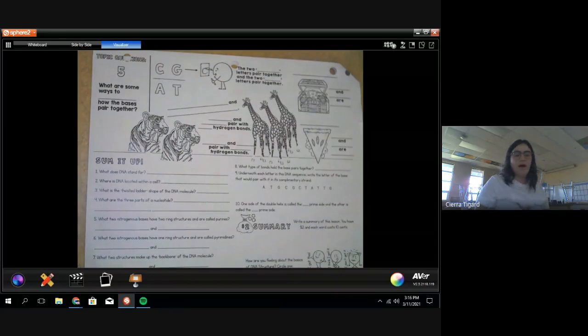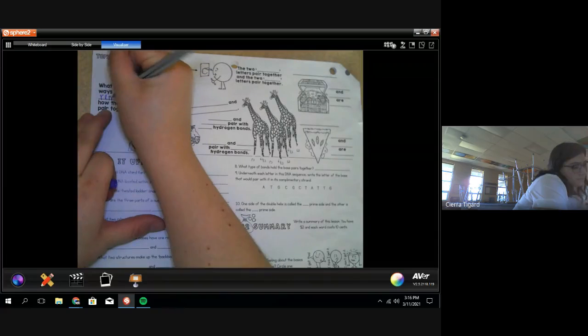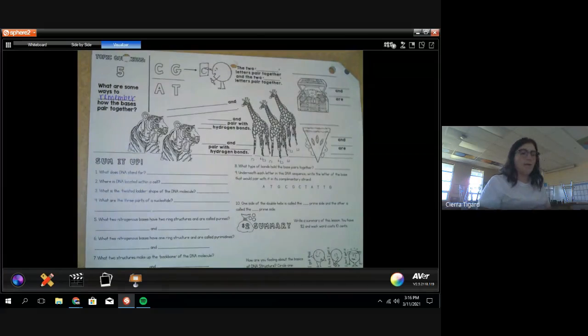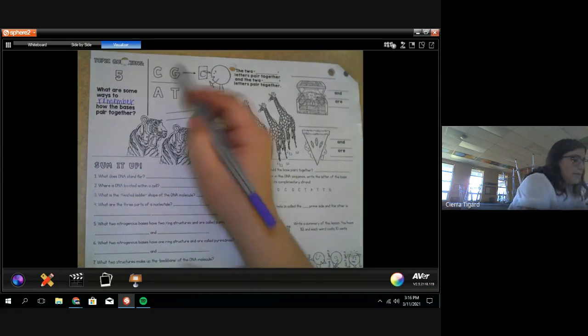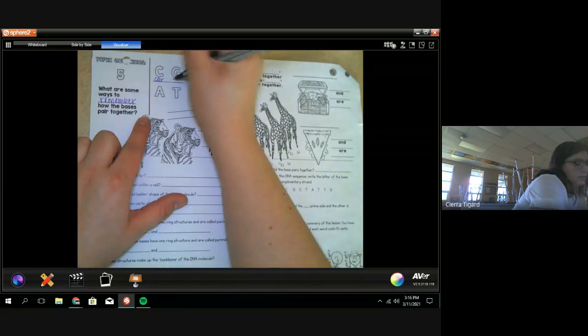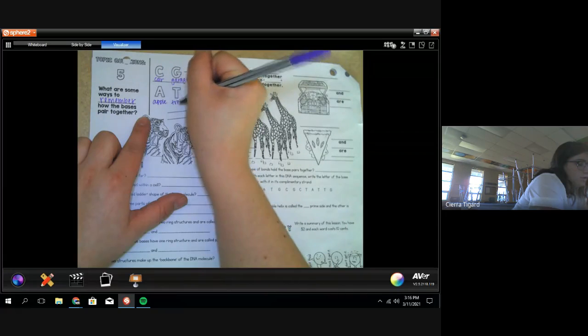Topic question number 5 is, what are some ways to remember how the bases pair together? So ways to remember. So we have our C and our G, where we could say our car and our garage. And we have our apple on our tree. These will always pair together.